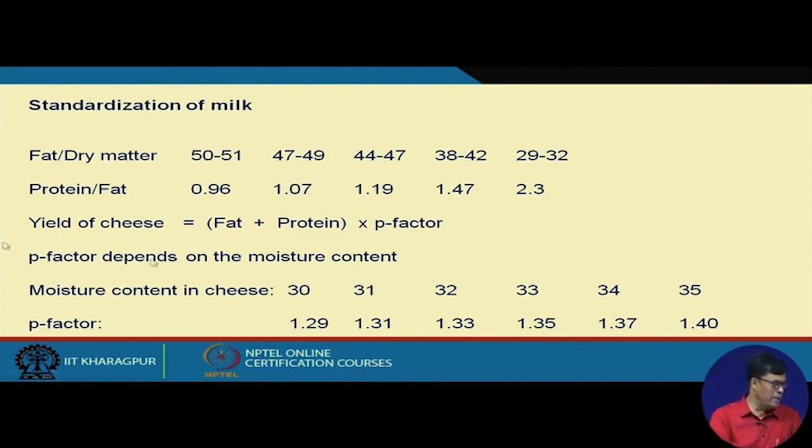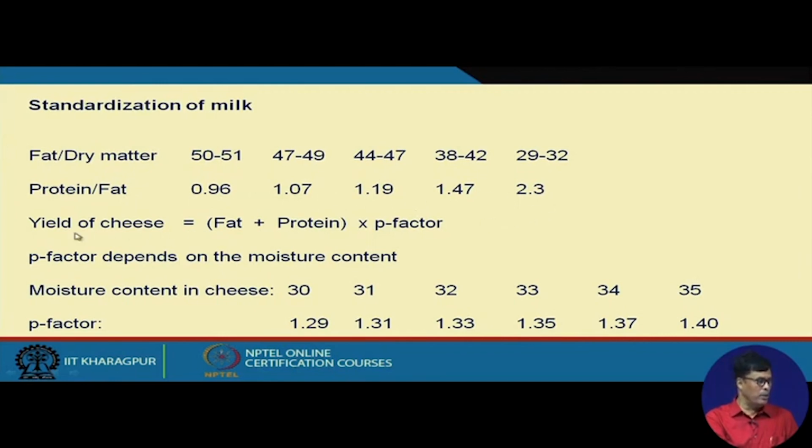Now it is very interesting: as the fat by dry matter ratio decreases, you see that the protein fat ratio will increase, because total dry matter comprises of what? It comprises of fat, protein, carbohydrate, and ash. So if this ratio decreases, then what will happen? The protein fat ratio will increase. So that ratio will be this.